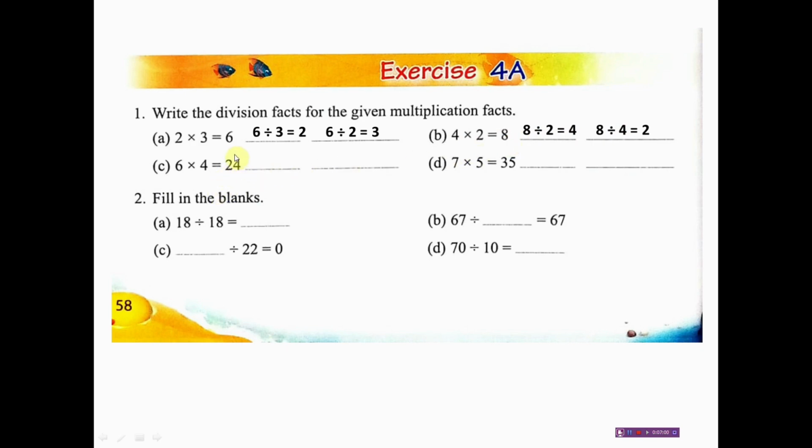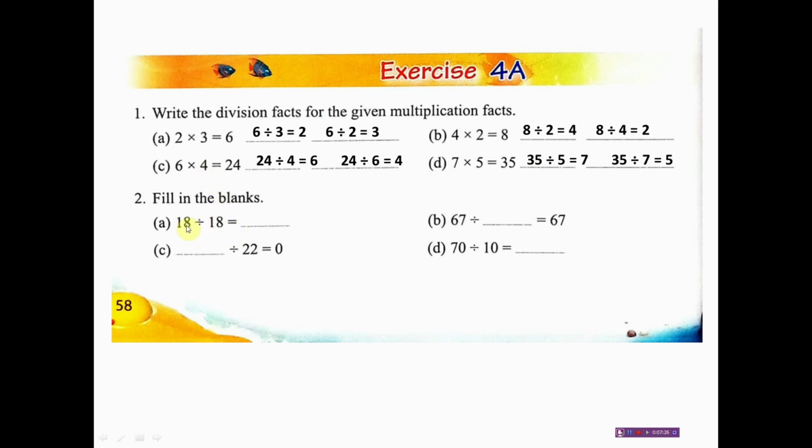Here 24 is the product. We divide 24 by 6, we get 4, and we divide 24 by 4, we get 6. 35 is the product, we divide by 5, we get 7. Now we divide by 7, we get 5. So it's easy to write the division fact when the multiplication fact is given.